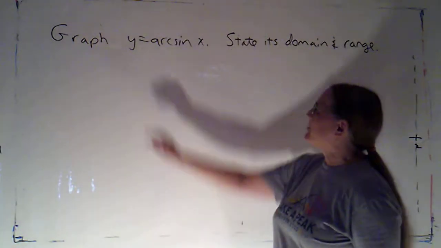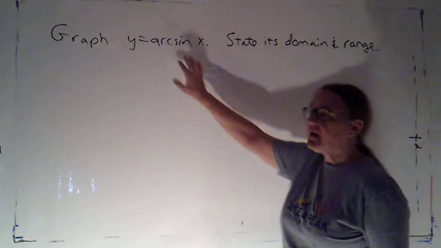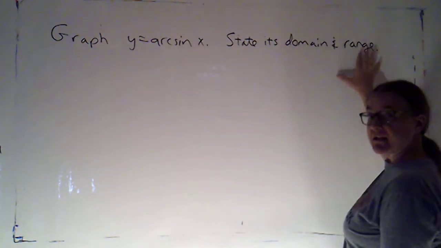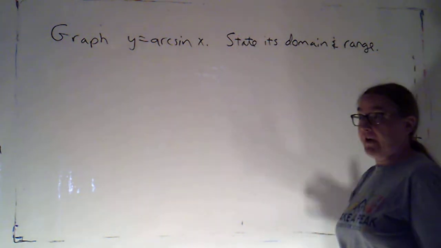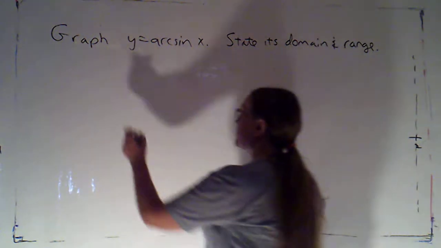We have a task. We actually have 3 tasks. We're being asked to graph arcsin, we're being asked to state its domain, and to state its range. Now, when I'm graphing an inverse function, it's often helpful to start with the function that it's the inverse of.